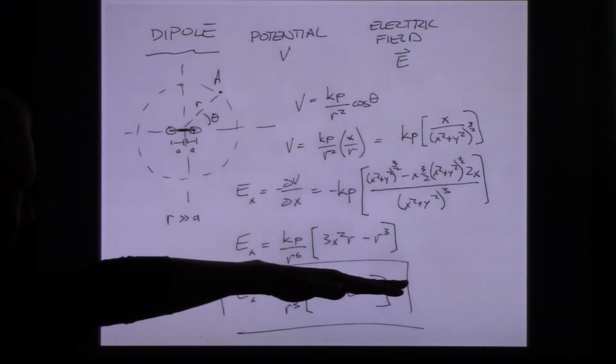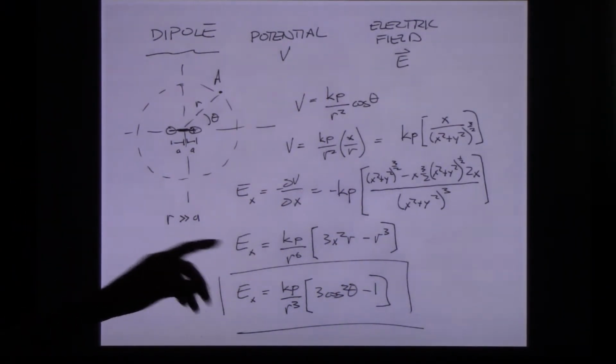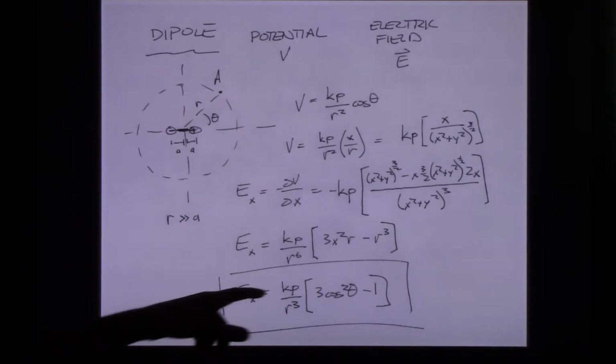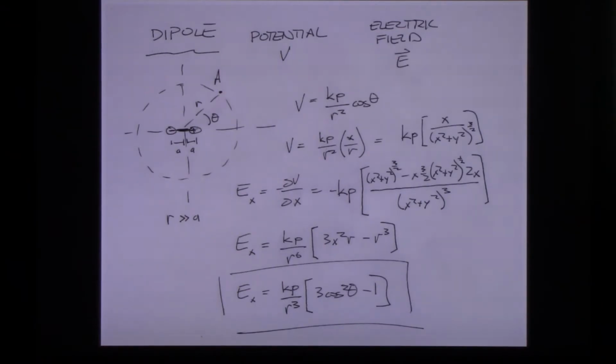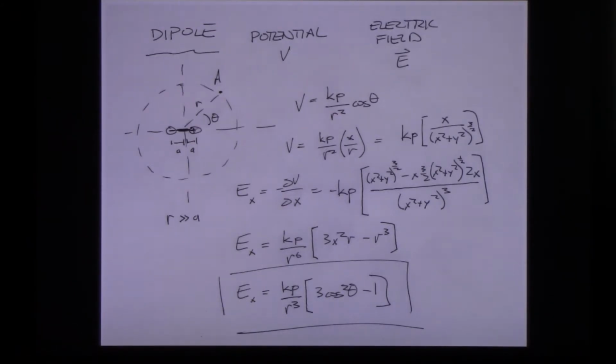And then when I get finished here, I brought all the factors of r out. There were 3 factors here and 3 factors here. And that's what I ended up with for my x component of the electric field in the formula here. So there it is. That looks pretty good. So 3 cosine theta minus 1, kp over r to the 3rd. I switched back into polar coordinates. All right, excellent.